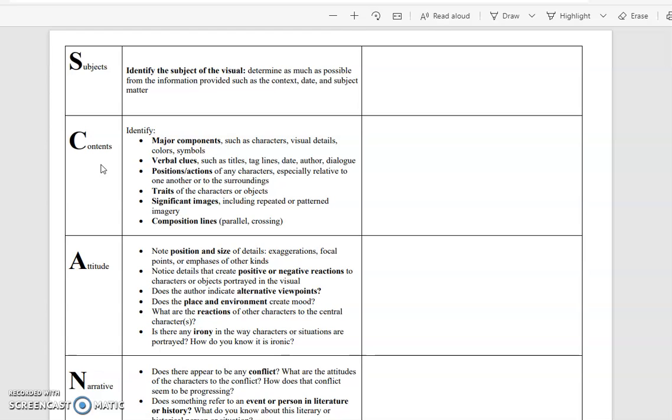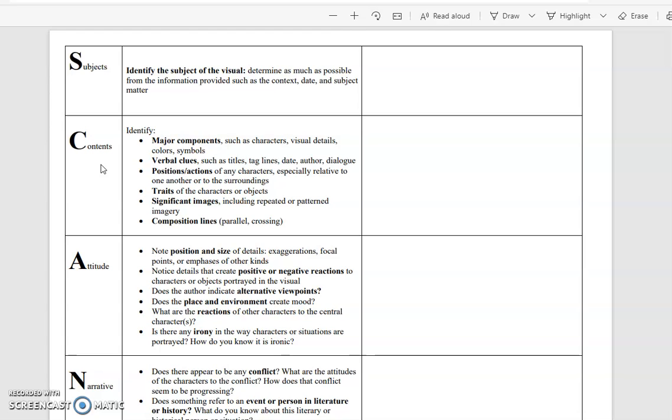Then we're going to head to C, the contents. Identify major components, such as characters, visual details, colors, symbols. Essentially, what stands out to you? Remember that you are the expert. Also verbal clues such as titles, taglines, date, author, dialogue. Remember that the size of these things matters too. If it's bigger, they want us to look at it first.